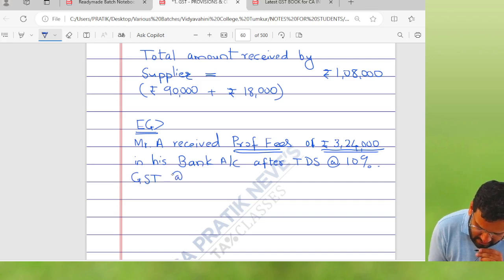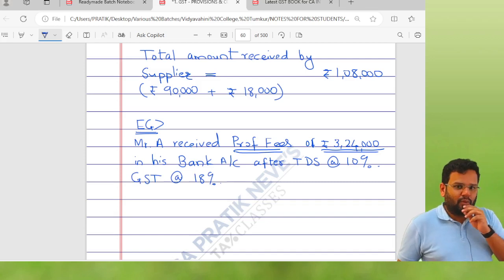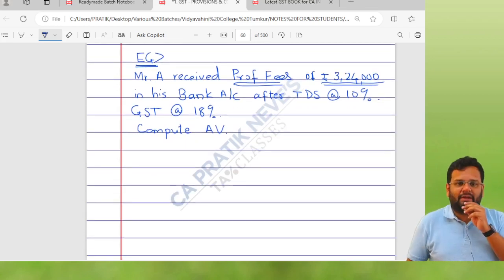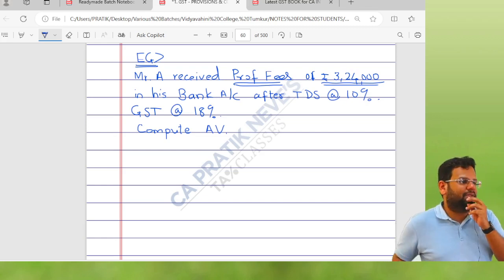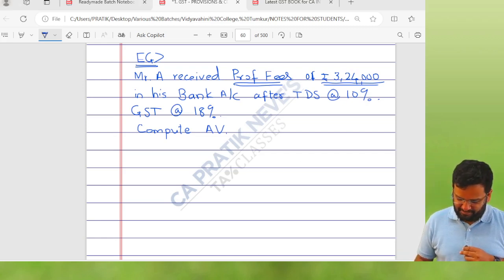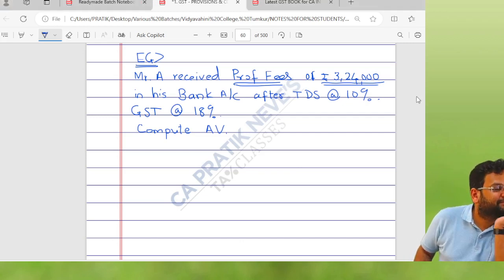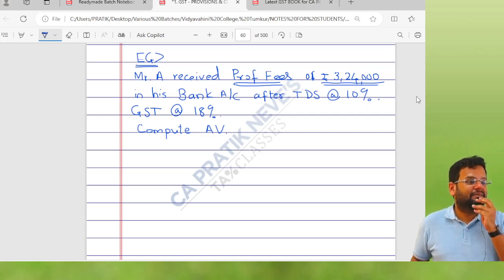GST is at 18%. Question is, compute the assessable value. Can anyone tell me how much is the assessable value in this case? What is the assessable value in this case? Don't be shy, tell me.